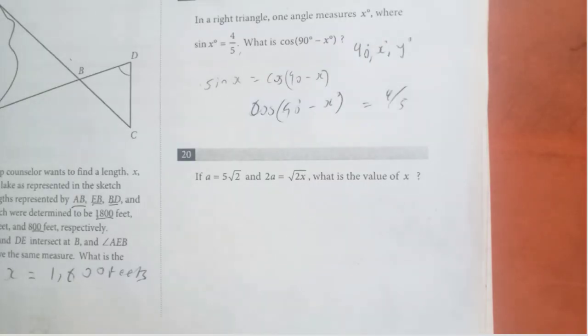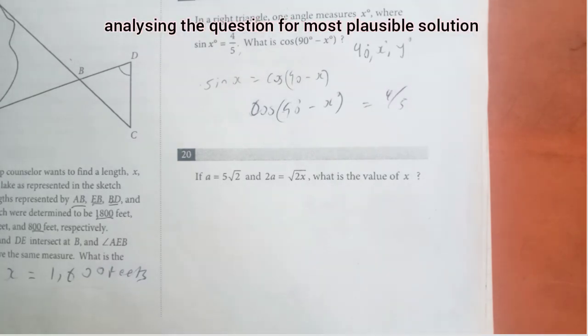Let's solve. We are presently in question 20, and it says that if a is equal to 5 root 2 and 2a is equal to the square root of 2x, what is the value of x? Now there are different ways of solving this. I'm very sure of that.